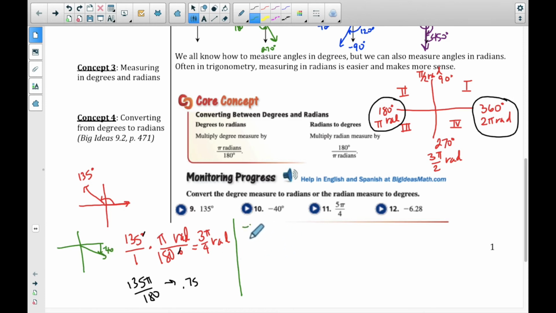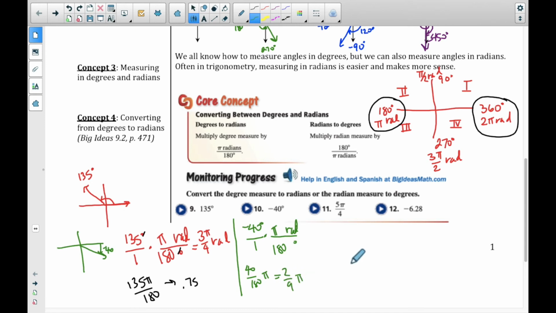So I'm going to take my negative 40 degrees, put it over 1, multiply it by degrees on the bottom, radians on the top. So I'm going to have pi radians over 180 degrees. Again, my degrees cancel, my pi and my radians stay. I want to reduce this fraction. So basically, what is 40 over 180 reduced to? And that reduces to 2/9.